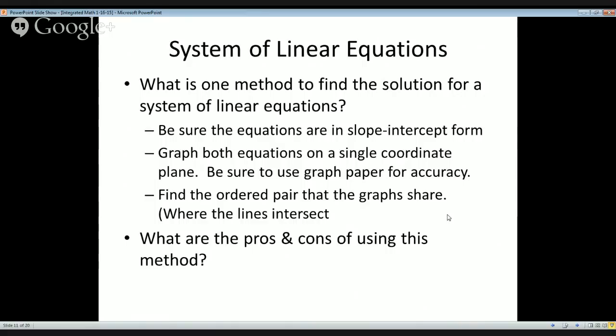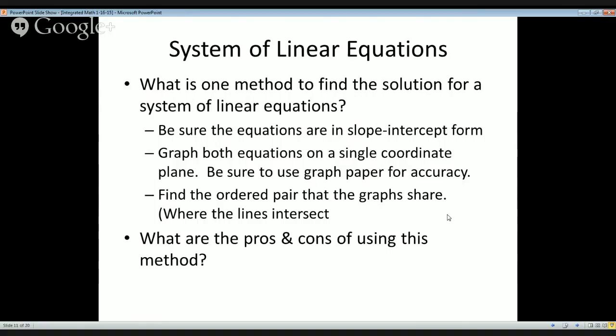So what's one method to find the solution for a system of linear equations? Well, as you can see from before, we can graph the two equations to find our solution. So what do we need to think about? Number one, we need to be sure the equations are in slope-intercept form so that we can graph them easily. Remember, if they're in slope-intercept form, it's very easy to graph.